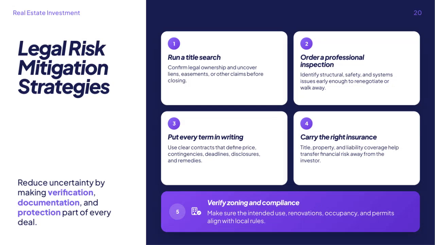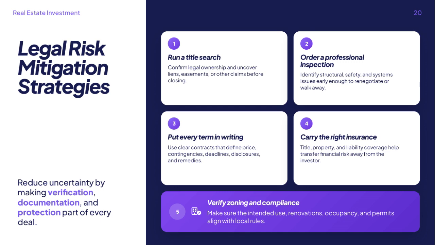When it comes to managing legal risks in real estate investment, there are several key strategies to keep in mind. First, always run a title search. This step is crucial to confirm legal ownership and to uncover any liens, easements, or other claims that might affect the property before you finalize the deal. Next, order a professional inspection early on. This helps you identify any structural, safety, or system-related issues, giving you the chance to renegotiate terms or even walk away if necessary. Another vital point is to put every term in writing.